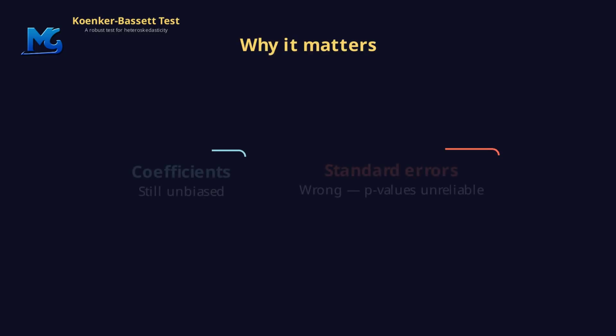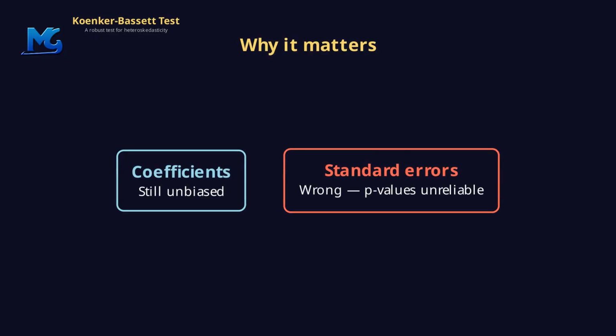Here's why it matters. Your slope estimate stays unbiased, but the standard errors are wrong, so your p-values and confidence intervals can't be trusted. The fix is to switch to robust standard errors, or weighted least squares.